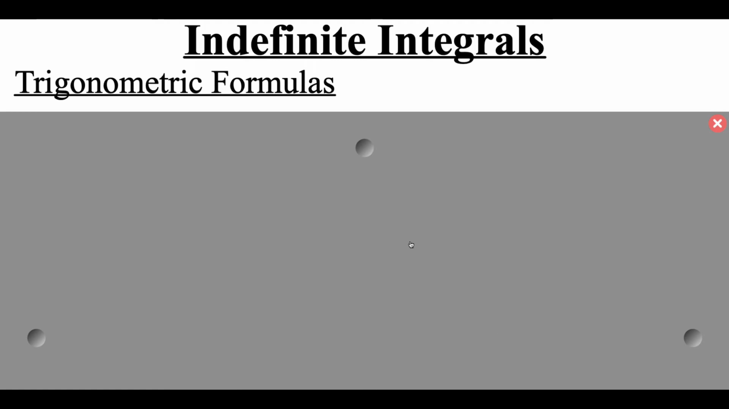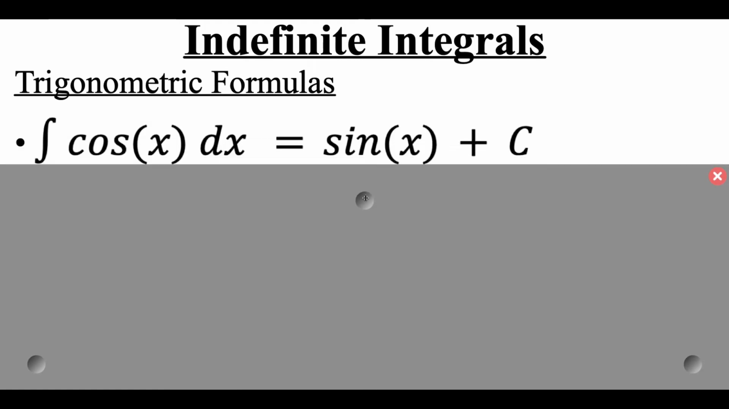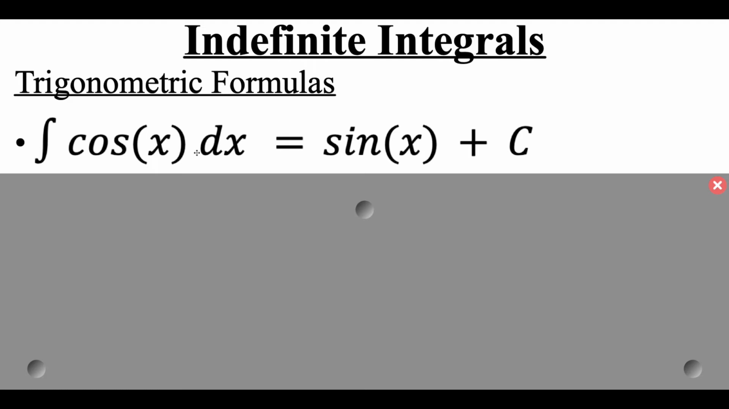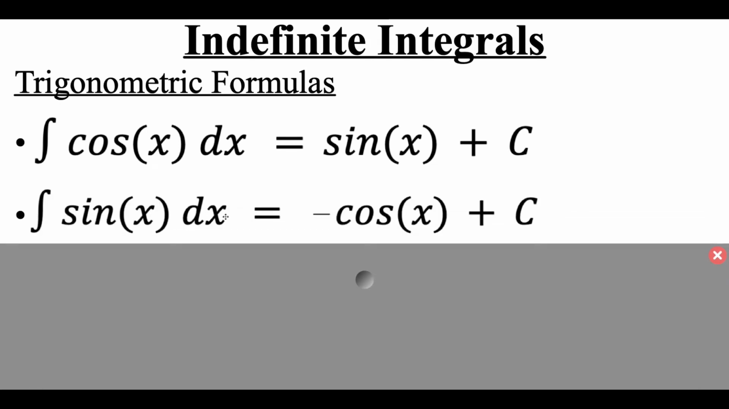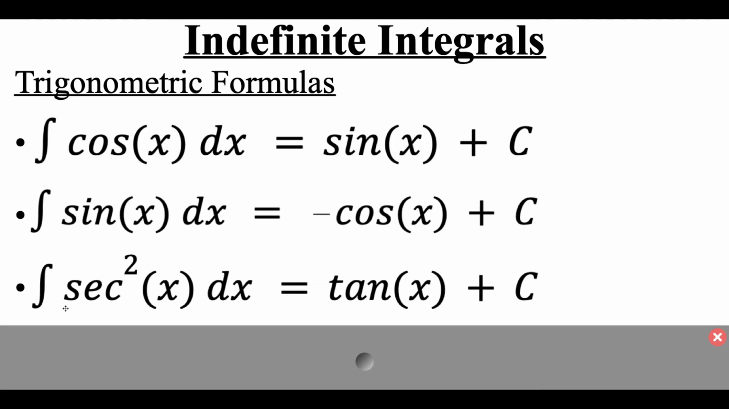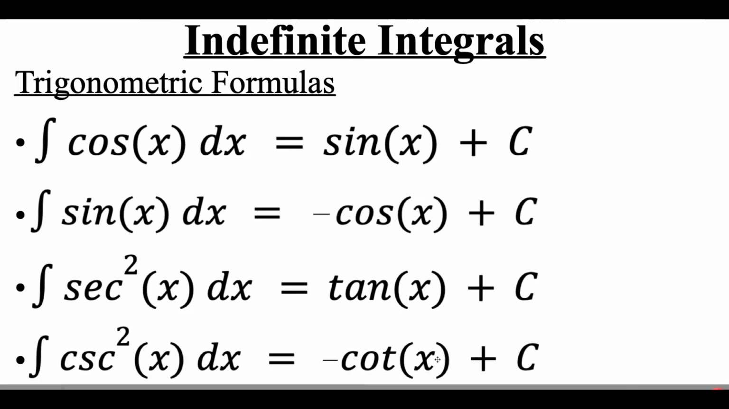Next set of formulas we've got are some trigonometric formulas. If we're doing the integral of the cosine of x dx, that's going to integrate into the sine of x plus c. If we're doing the integral of the sine of x dx, that's going to integrate into negative cosine of x plus c. If we're looking at the integral of the secant squared of x dx, that's going to turn into the tangent of x plus c. If we're looking at the integral of the cosecant squared of x dx, that's going to turn into negative cotangent of x plus c.